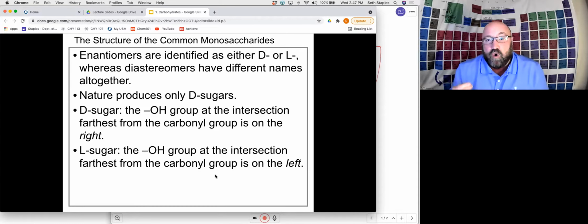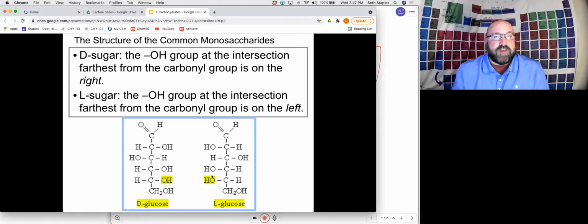In nature, only D-type sugars are actually produced, and that's important to know. In a D sugar, and this is the key aspect, you're looking at the OH group that's at the intersection farthest from the carbonyl. That OH group at the intersection farthest from the carbonyl is on the right.